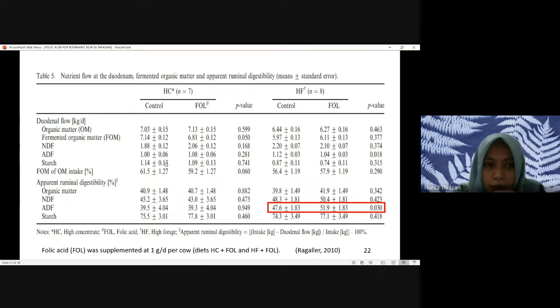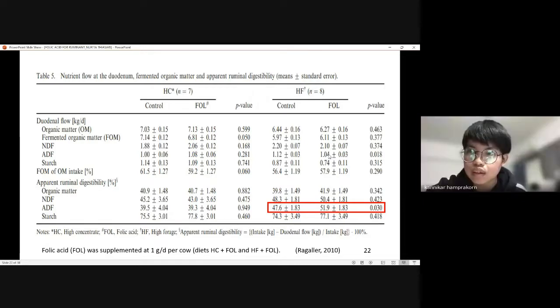Can I answer? Because the apparent ruminal digestibility of the ADF is increased with the addition of FOL, so it has a kind of negative result for the duodenal flow, which means the ADF is absorbed because the digestibility is increased, and it will be absorbed more, and then it will reduce the amount of ADF in the duodenal flow. Maybe it's going to be like that. Thank you.